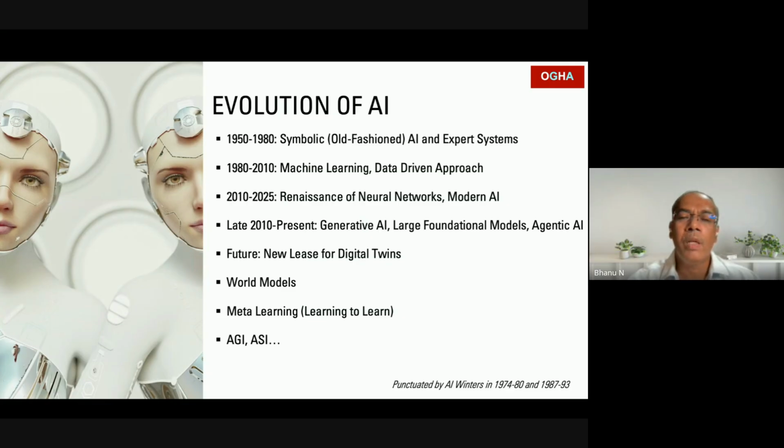Then from 2010 onwards, there is a renaissance of neural networks. Neural networks came into being based on mimicking the brain. We learned from nature how it has architected these systems, how a bird flies, or how a brain's neurons work, and from there the neural networks are derived. These existed even before, which is why we call it a renaissance. They came back as computers became more and more capable, and that's when modern AI was born.